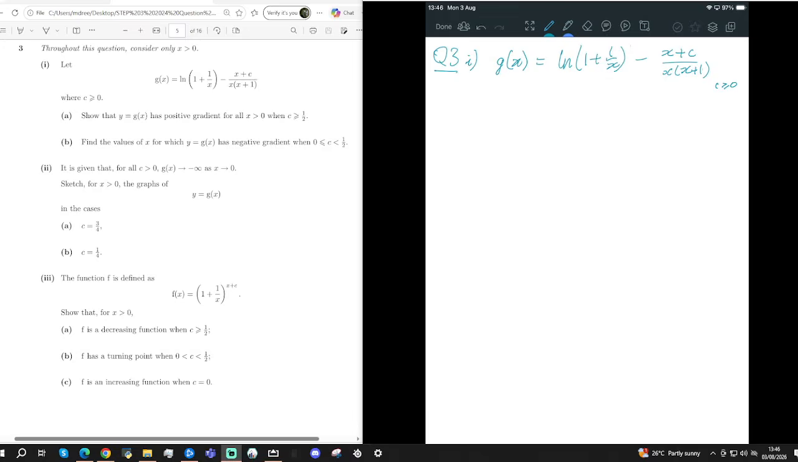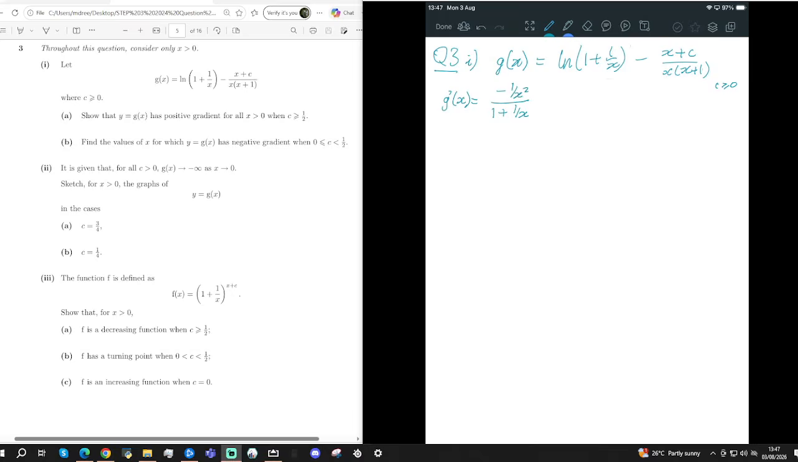If we look at parts A and B, we're trying to show it has a positive gradient when c is bigger than a half, and we want to know when it has a negative gradient for the remaining regions for c. So if we're talking about positive gradients, then we need the gradient itself. So we need the derivative of this function, and that means we need to differentiate ln, which differentiates to 1 over the argument.